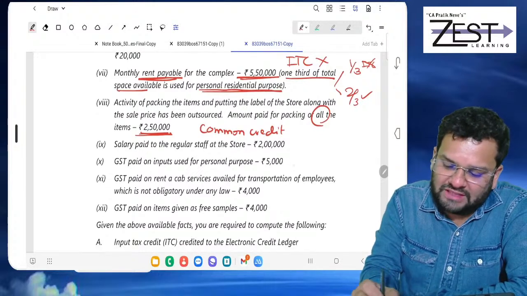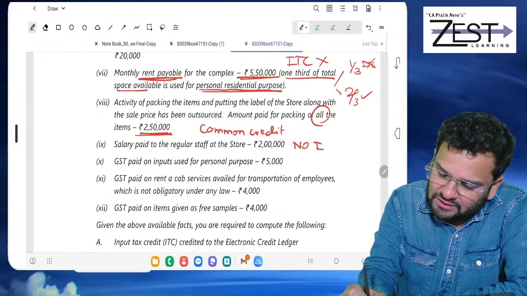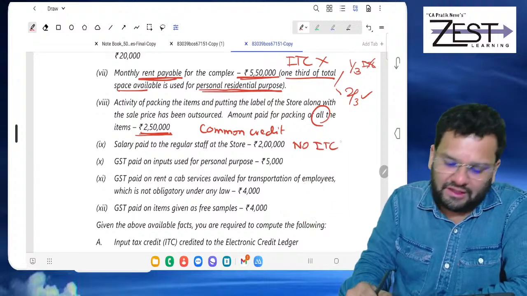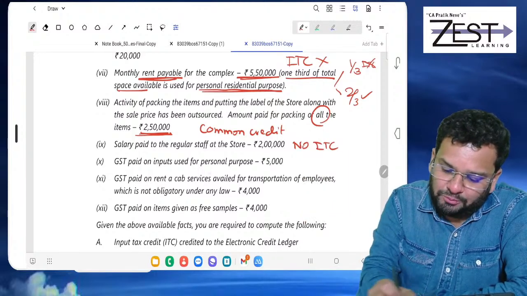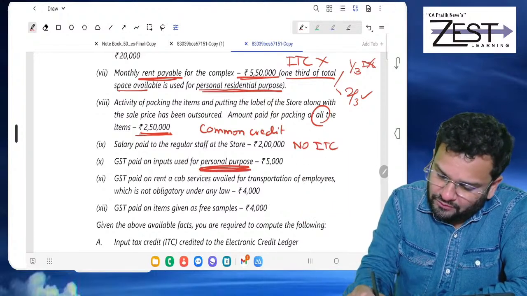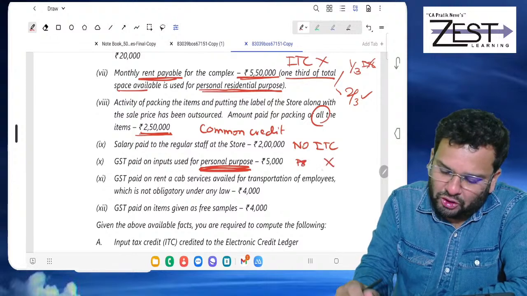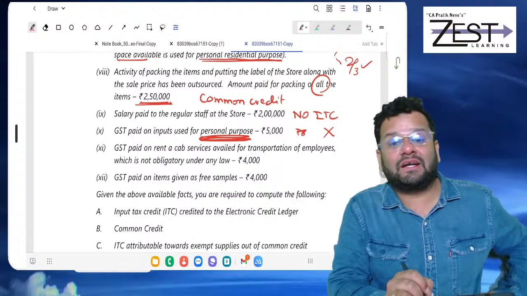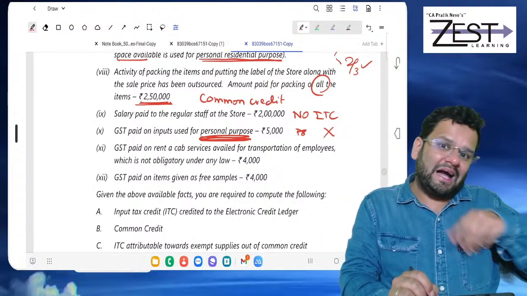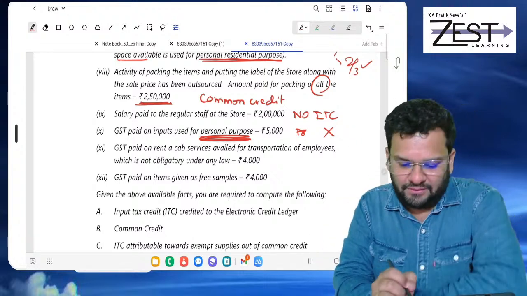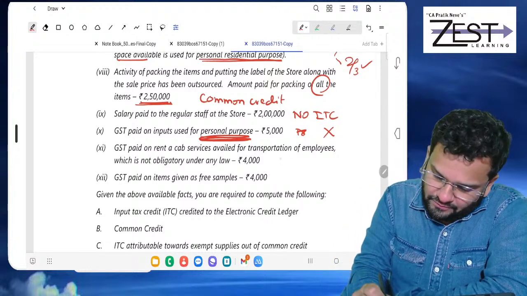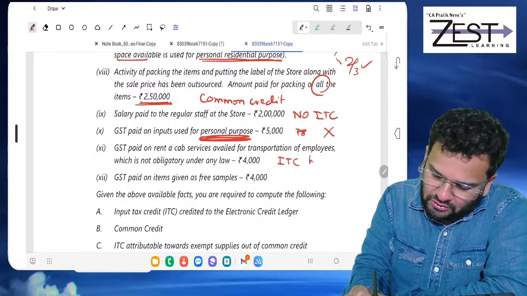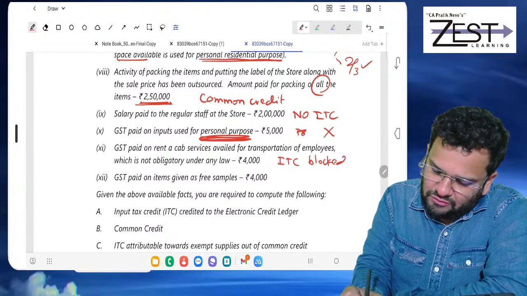Salary paid, on salary paid there is no ITC because there is no GST on salary. GST paid on inputs for personal use. Personal use ITC will not be allowed. GST paid on rent a cab services. You know, hiring of motor vehicles, ITC is blocked. So ITC is blocked on this as per 17(5)(b).